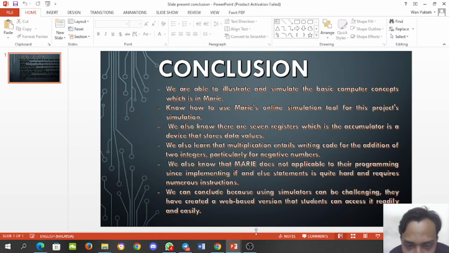In Mary, we also learned that multiplication entails writing code for the addition of two integers, particularly for negative numbers. There is no multiplication instruction set for Mary, as Mary Sim is only capable of adding and subtracting. Instead, we may conduct iterative addition using a combination of add and sub instructions, and then terminate the program after evaluating the result. Multiplication is most easily accomplished using iterative addition.